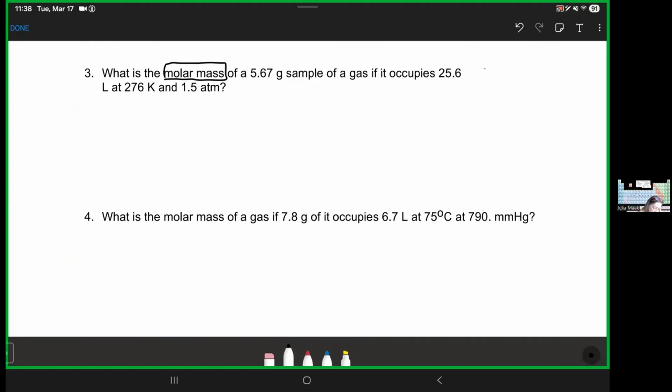Okay. So now when we're looking at this one, we're asking what is the molar mass. So number 1, we know automatically, I'll write it over here. We want to know how many grams per mole, because that is what molar mass means. Automatically, grams per mole. That's what I want to know.